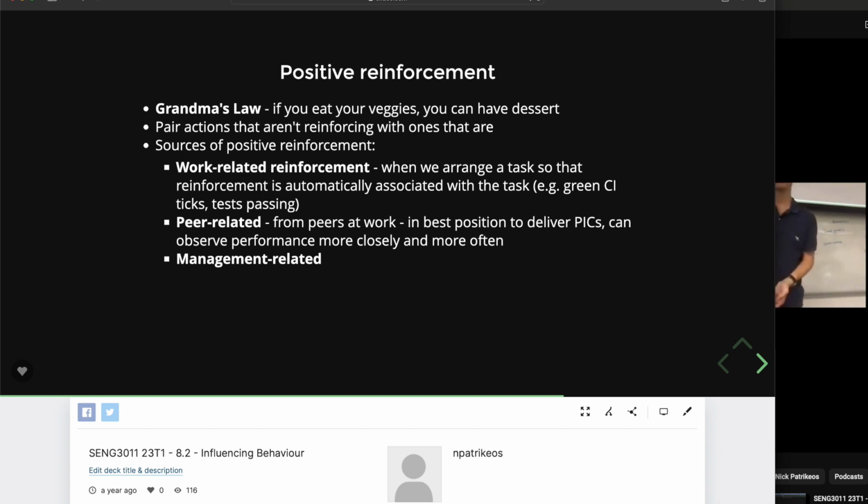They can observe performance more closely, they can do it more often, but just because they're there. And then management related is from managers. I didn't finish that slide, that's okay.